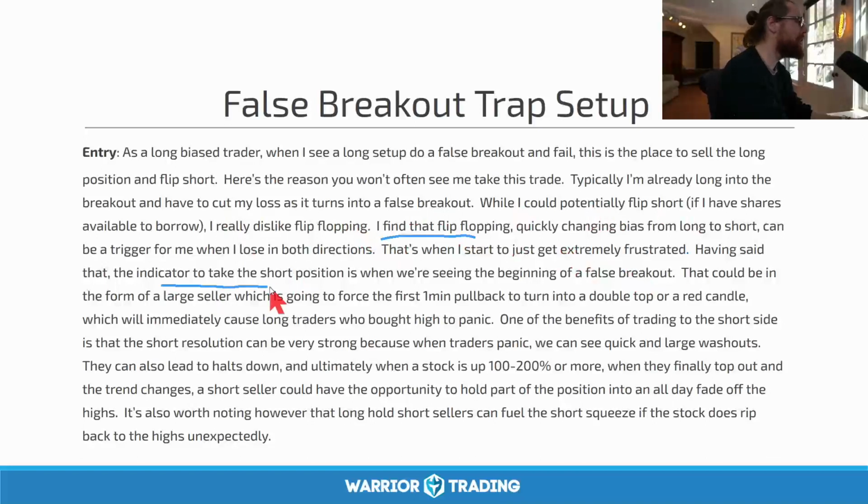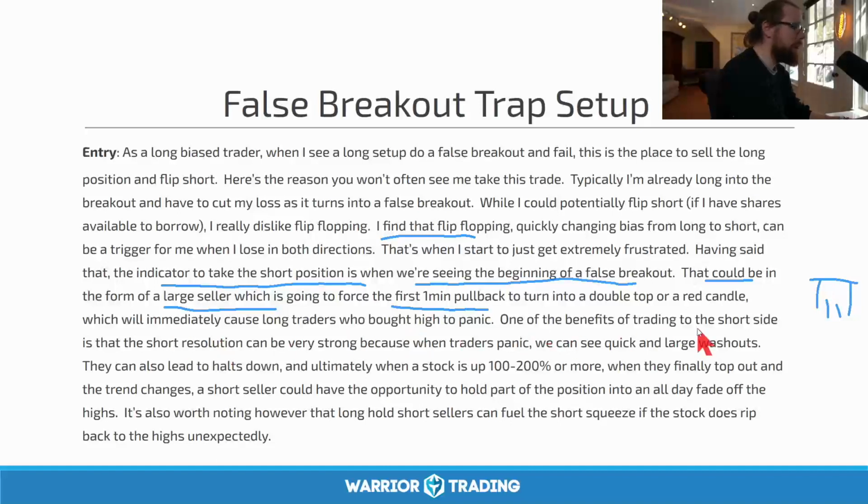Having said that, the indicator for me to take a short position is when we're seeing the beginning of a false breakout, sort of before the confirmation. You know, when everyone starts to rush to the door, if you're the last one, then you've missed the good entry. So the beginning indicator could come in the form of a large seller, which is going to force the first 1 minute pullback to turn into potentially a double top and resistance because of that big seller there. That will immediately cause long traders who bought to panic.